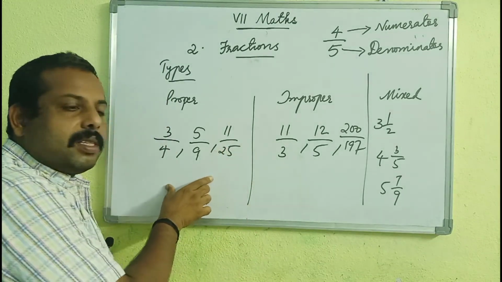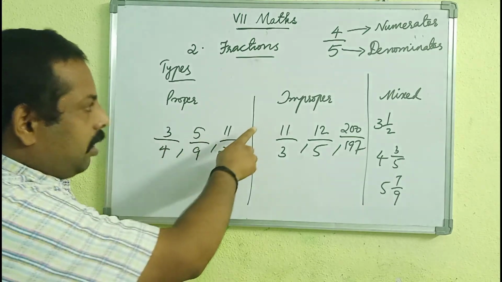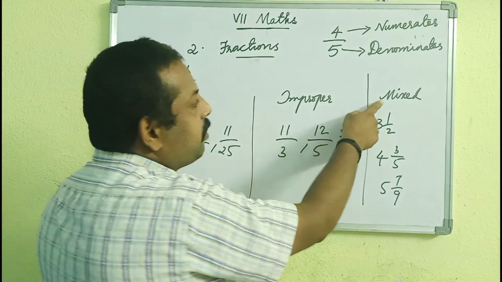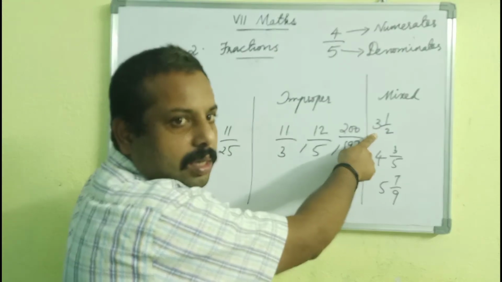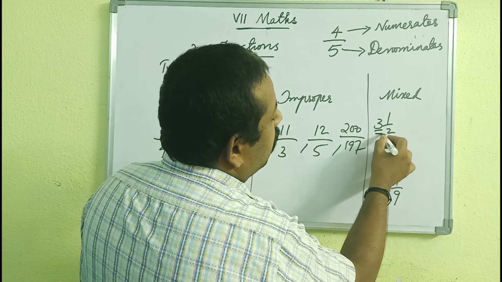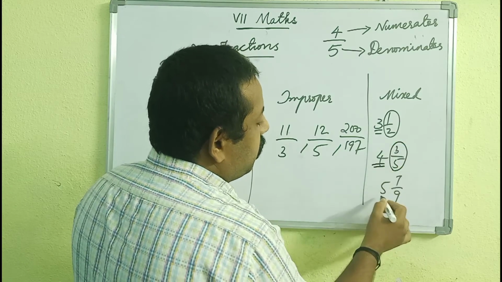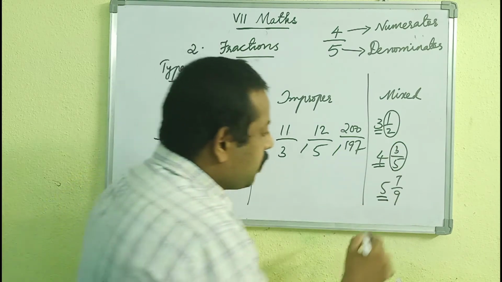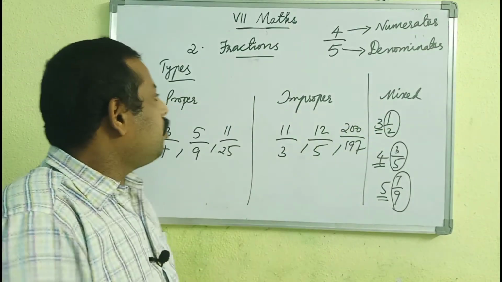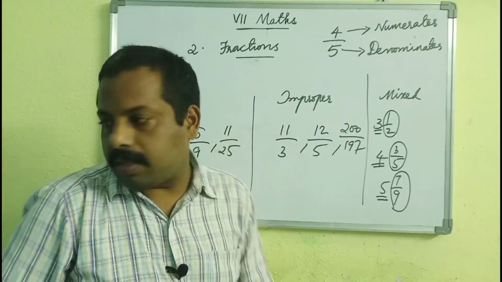So proper fractions have a numerator smaller than the denominator. Improper fractions have a numerator greater than the denominator. Mixed fractions have two parts. What are those parts? A whole number part and a fractional part. What is the whole number part here? 3. Fractional part 1 by 2. Here whole number part 4, fractional part 3 by 5. Here whole number part 5. What is the fractional part? 7 by 9. So these all are examples of proper fractions, improper fractions, and mixed fractions.